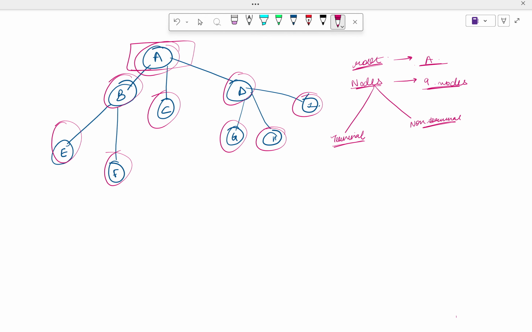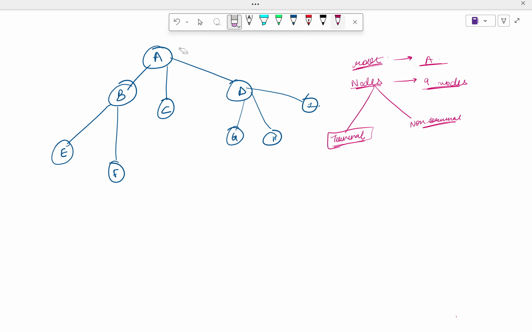So terminal nodes here are the nodes which basically end, and they don't have any children, they don't have any other nodes coming out of them or any subtrees that are being derived out of them. So these are terminal, they terminate. So E, F, G, H, I, and C are all the terminal nodes, right? So we can list them as terminal nodes.